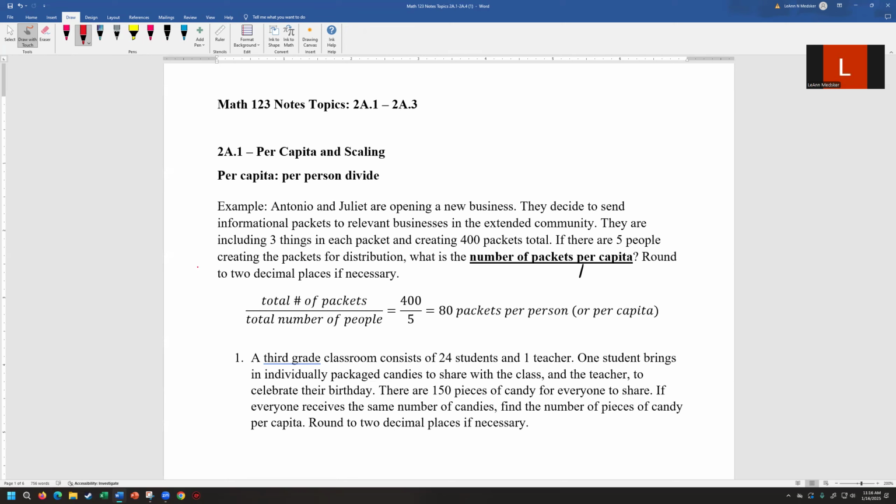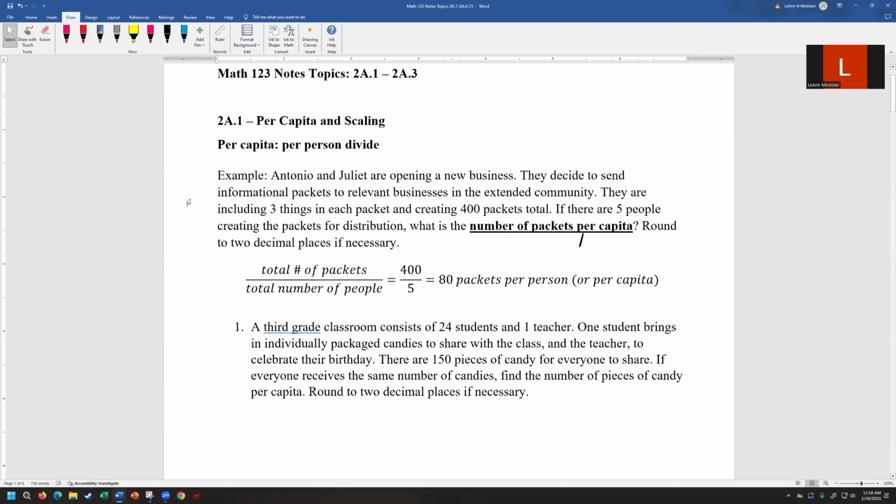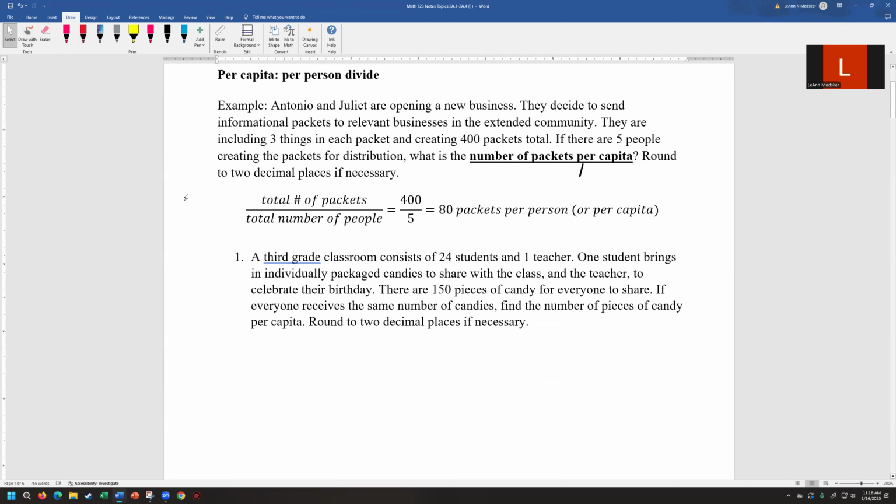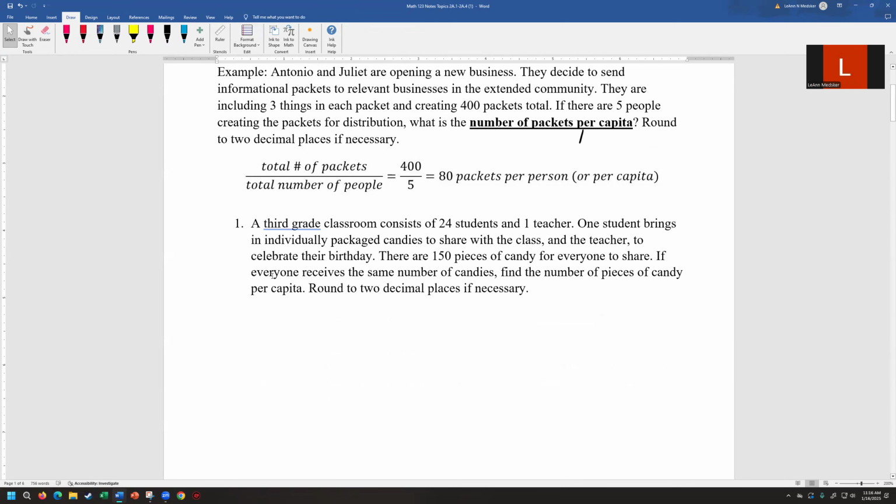A 3rd grade classroom consists of 24 students and we have 1 teacher. 1 student brings in individually packaged candies to share with the class and the teacher. So all 25 people are going to be getting something to celebrate their birthday. There are 150 pieces of candy for everyone to share. If everyone receives the same number of candies, find the number of pieces of candy per capita. So we're looking for pieces of candy per, so that's our division bar, capita.